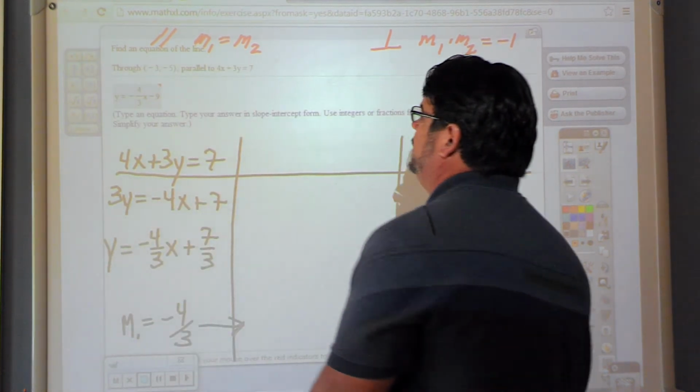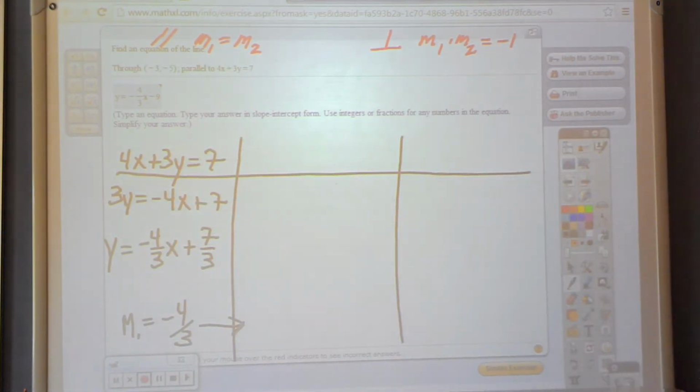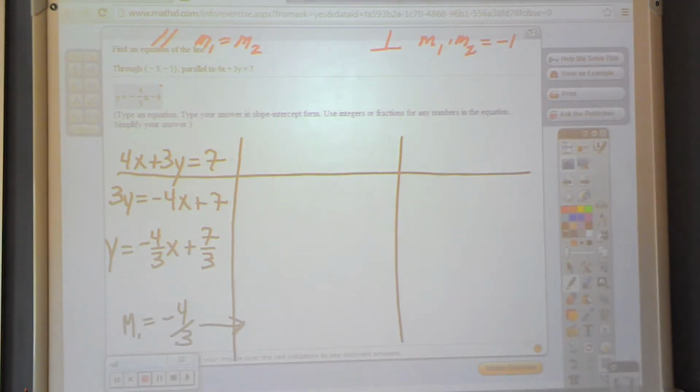Can we go over some of the graphing ones? You want me to do it while I'm doing this at the same time, or what? No, I was just asking.